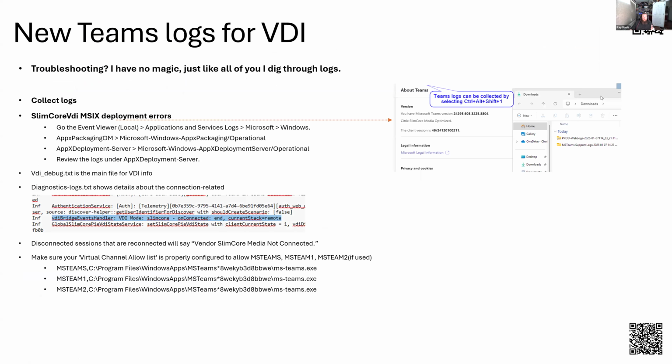And then what I did, there's no magic, right? I don't have any magic way to fix it. I just dig through the logs just like anybody else would, and I make heads or tails of what I'm seeing versus what I'm not seeing. You can see here that it says the VDI bridge handler is in SlimCore, and I connected, right? For example, the VDI debug text file is going to give you some information, but this diagnostic log is going to give you a lot more information.